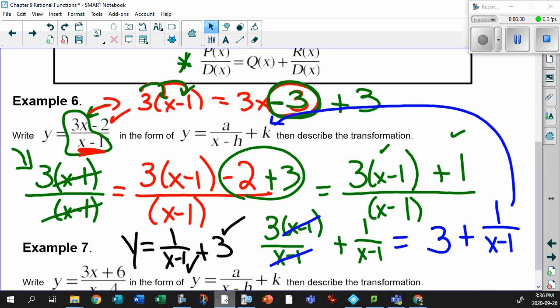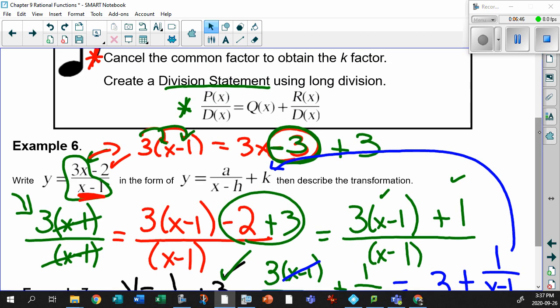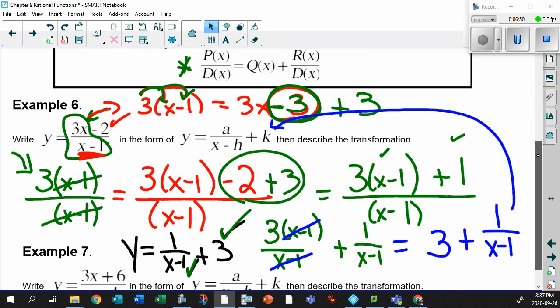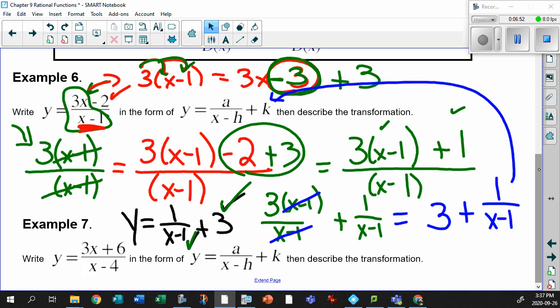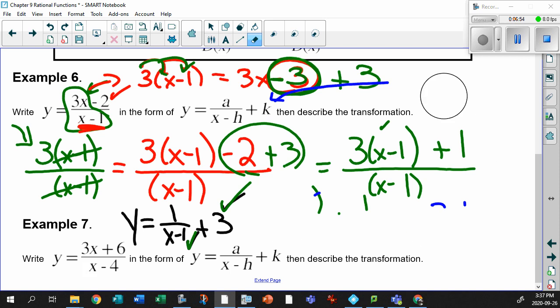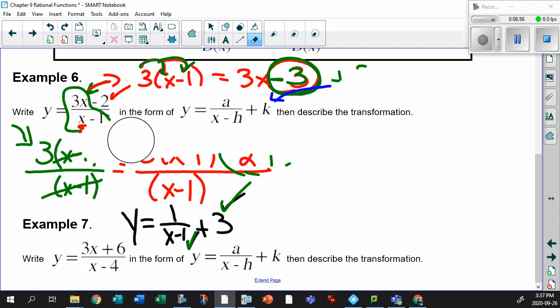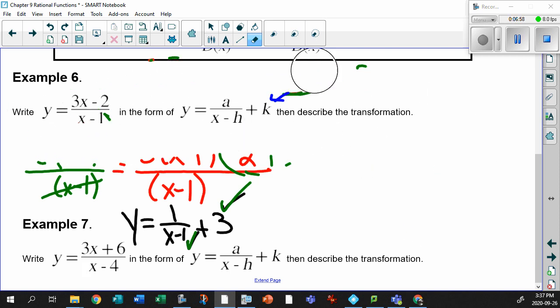So describing the transformation, simple. 1 unit right, 3 units up, you are done. So what do you do with this division statement stuff? I said earlier, yeah, I could just do a division statement and it's easier. Okay, so here's how I'm going to do the division statement. I'm going to leave this guy right here. I'm going to get rid of all this other stuff here. I'm going to leave what our answer is right now.